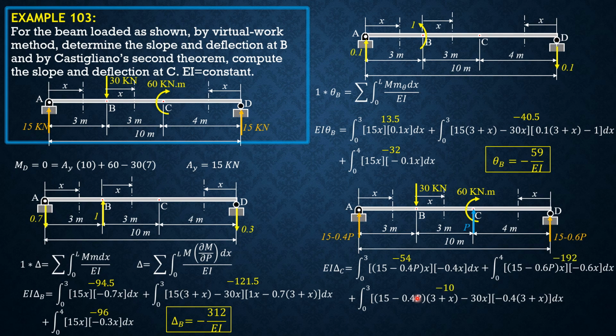The value is equal to negative 108. Then finally, for this expression, this is 15x only because P is set to 0. So 15x times negative 0.6x, from 0 to 4, the integral is negative 192. So combining, delta C can now be computed: negative 354 over EI.